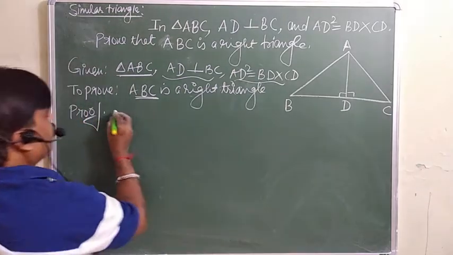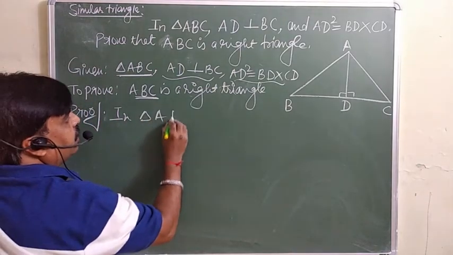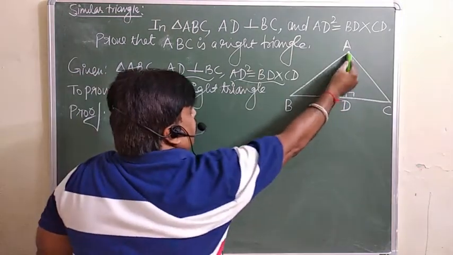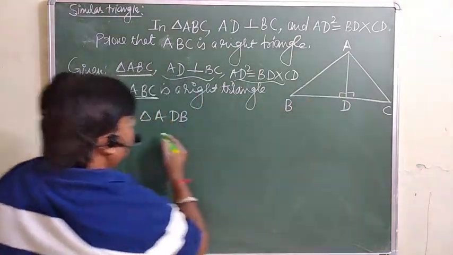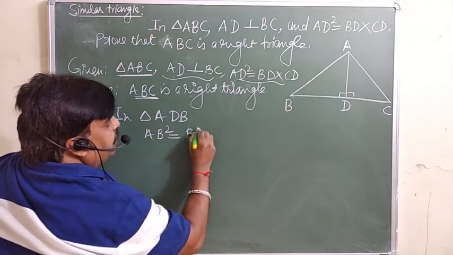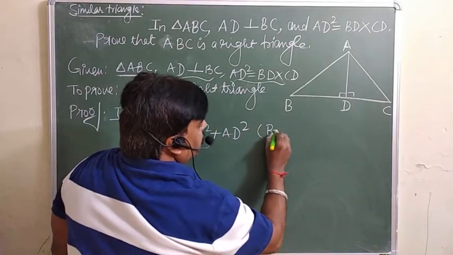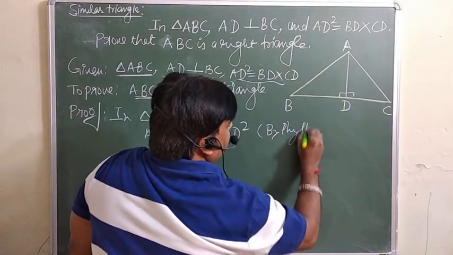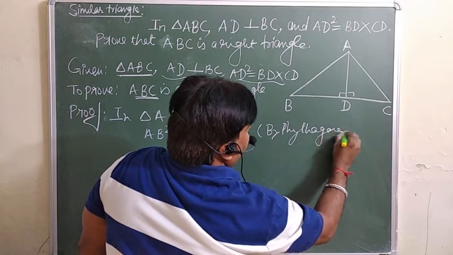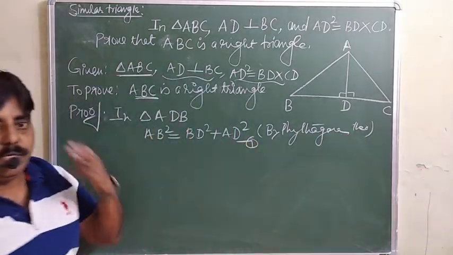See what the information is given. Just you can take in triangle first, ADB. I am taking in triangle ADB. This is your 90. So you can apply the Pythagoras. So what you will get? AB square is equal to BD square plus AD square. This is by Pythagoras theorem. This is already you know that. You can give the number 1 here.